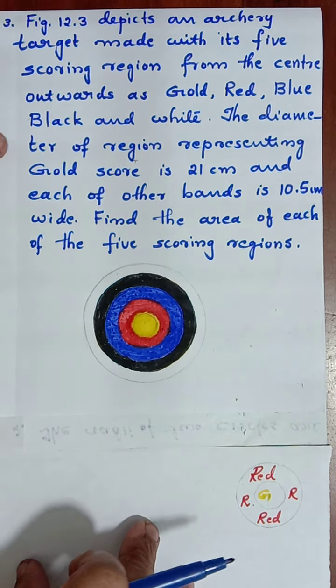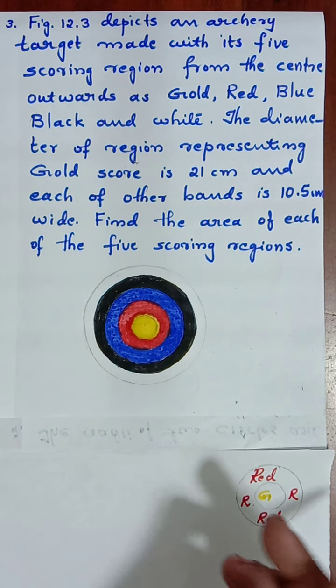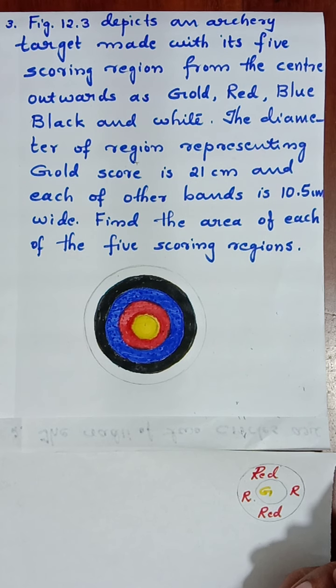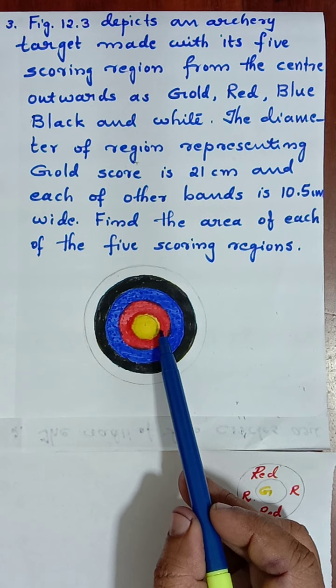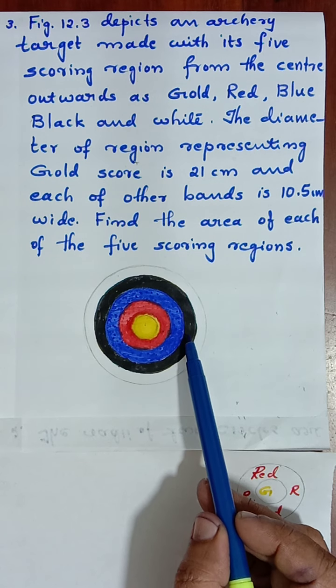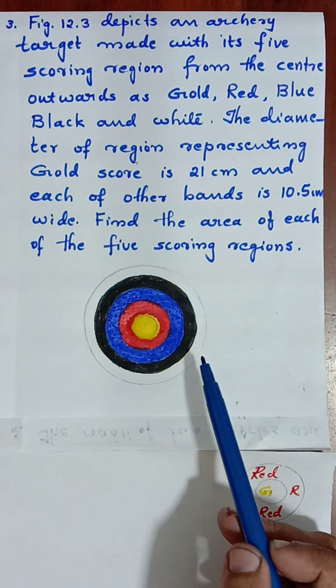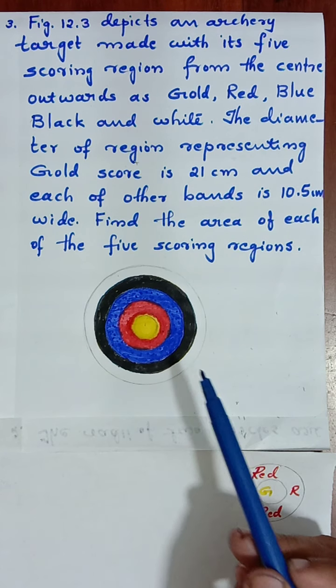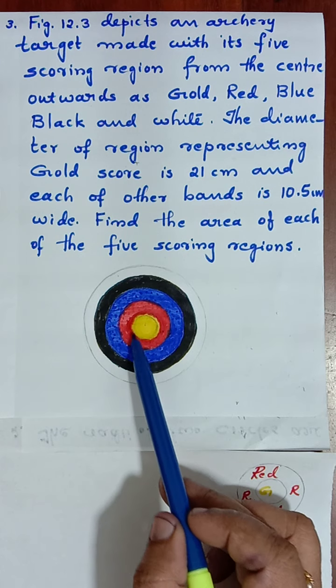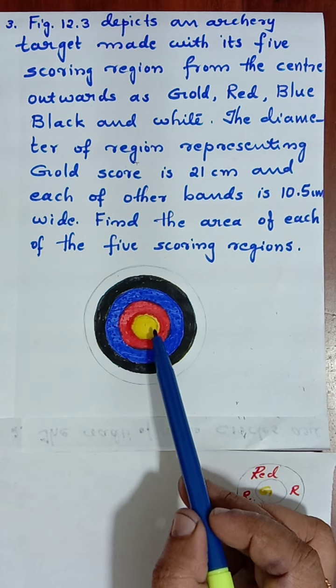Let us see the third question. Figure 12.3 depicts an archery target made with its 5 scoring regions from center outwards as gold, red, blue, black and white. The diameter of the region representing the gold score is 21 centimeter. Gold score is the innermost part.